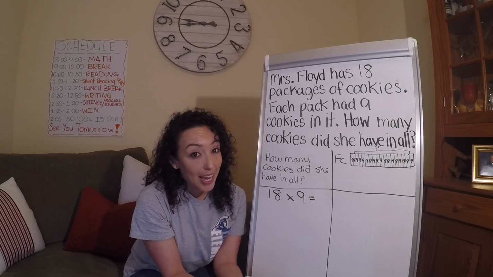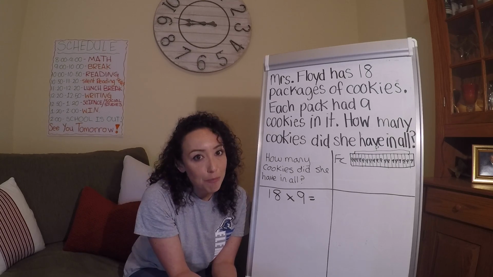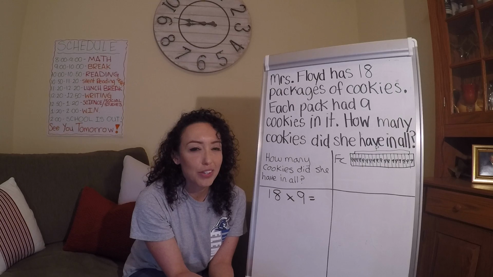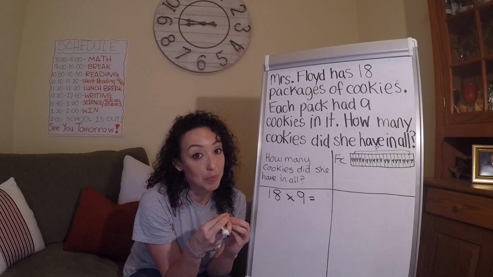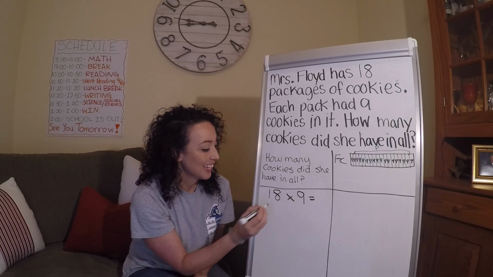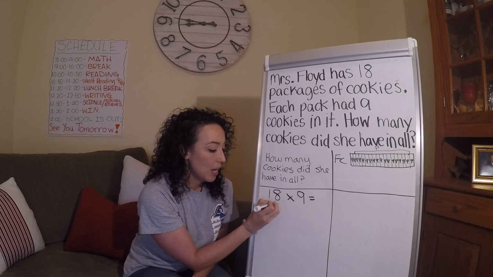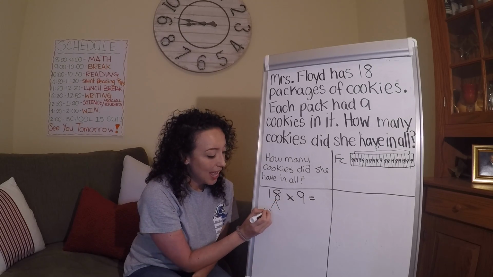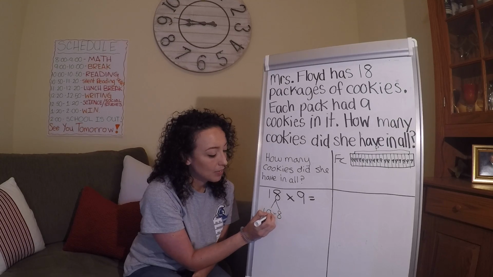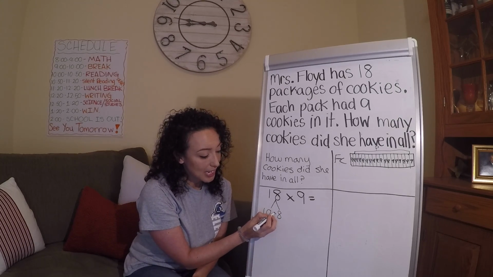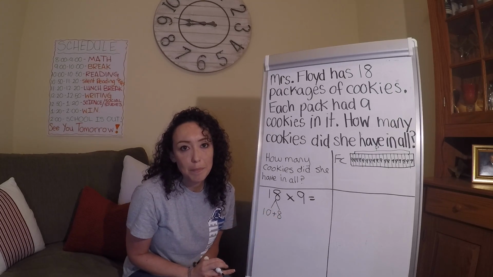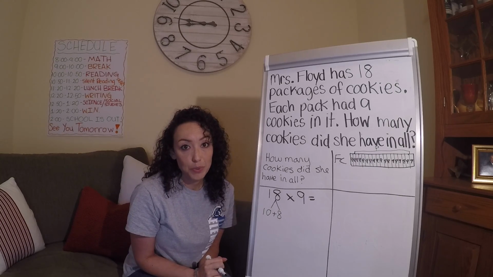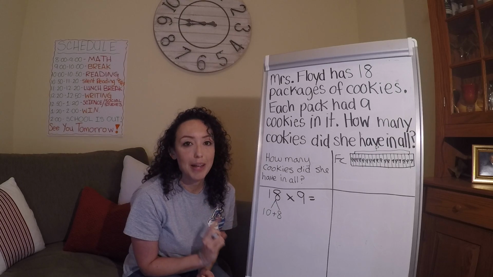Or the better way, I think, is using our distributive property to make 2 different multiplication sentences that are a little easier to solve and then adding them together. So let's do that. I'm going to take 18 and I'm going to break it apart. I'm going to break 18 into 10 and 8. See what I did here? I just broke it up, made it a little easier to figure out. And now I'm going to distribute it and multiply these numbers by 9.